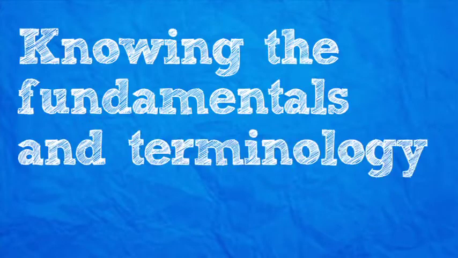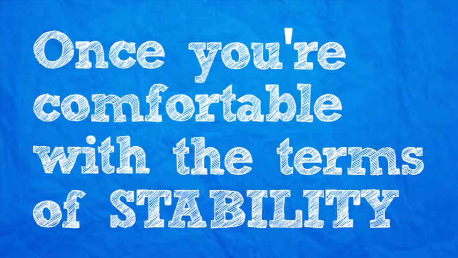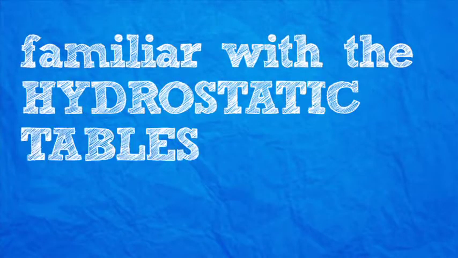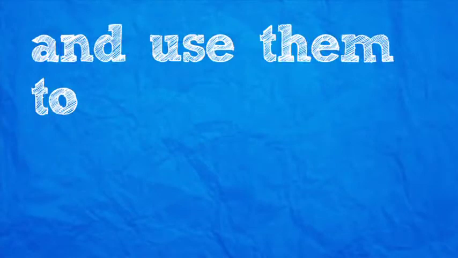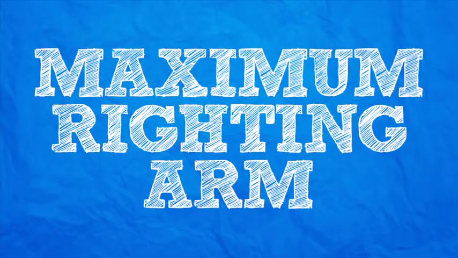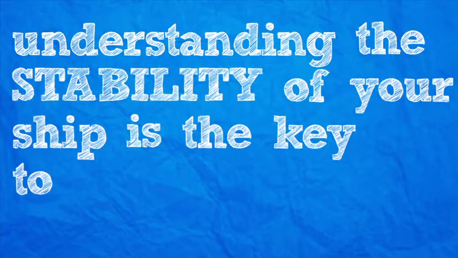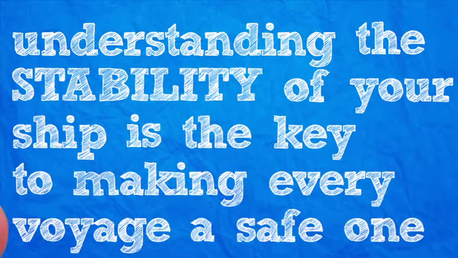Knowing the fundamentals and terminology of stability is just the beginning. Once you're comfortable with the terms of stability, you can begin to understand the stability calculations required of every officer. As you continue to study stability, you will become familiar with the hydrostatic tables provided for your ship and use them to help you find its required stability. You will use initial stability to determine your ship's overall stability, as well as range of stability, maximum righting arm, and danger angle. Understanding the stability of your ship is the key to making every voyage a safe one.